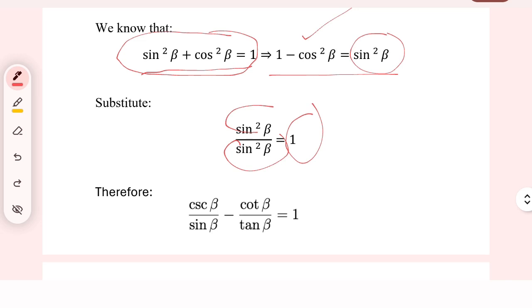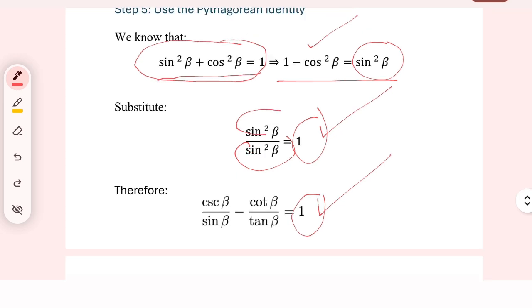Therefore, the left side is equal to 1, which is equal to the right side, which is also 1. And we have proven that the left side is equal to the right side.